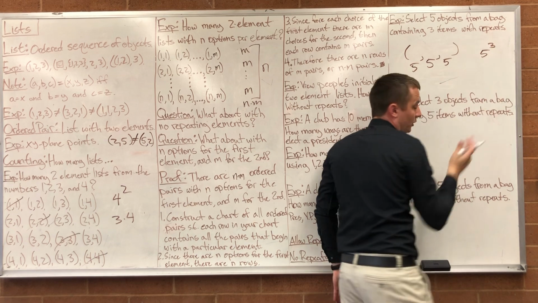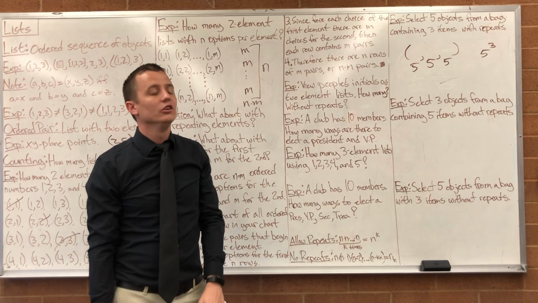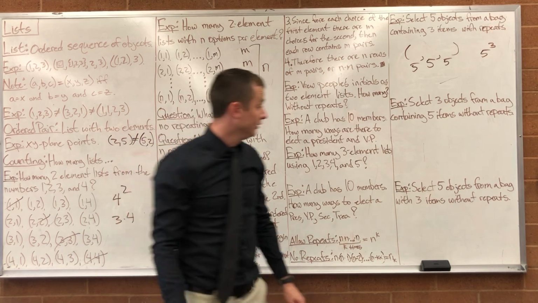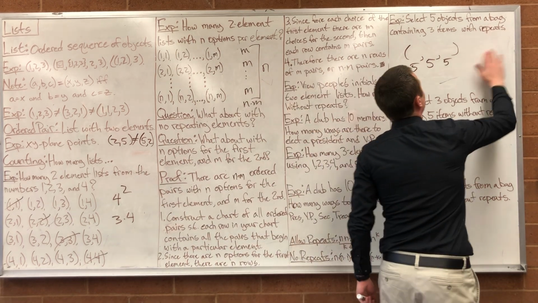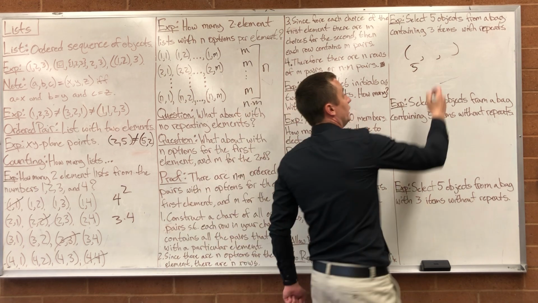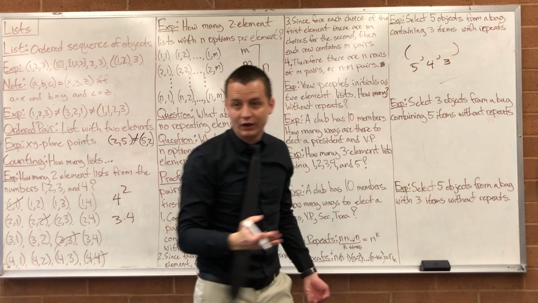5 cubed, or 125. That's still a small enough number that if you want to write it out, that's fine. I'll know where it came from. But without repeats, would it be 5 times 4? Perfect. Yeah, if we did it without repeats, then we have 5 options for the first element, then only 4 options for the second, and now we only have 3 options for the third. And now it's 5 times 4 times 3.